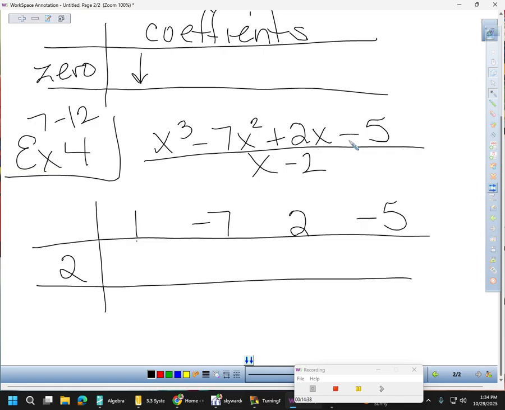Okay? All right. So first thing we do is we bring down the very first coefficient. It stays. Now we multiply. 2 times 1 is 2. And we add them together. Repeat the process. 2 times negative 5. And we add them together. 2 times negative 8. And we add them together.